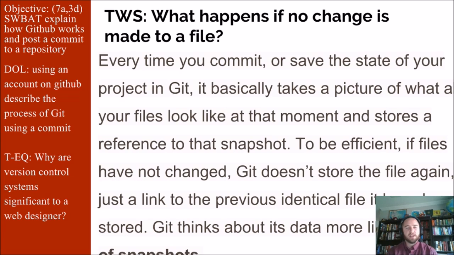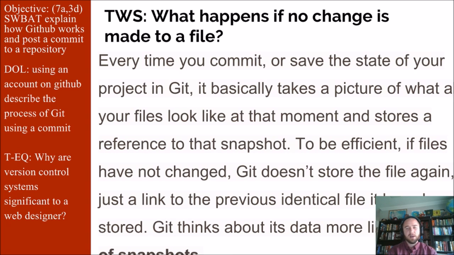So it stores that reference. It stores the changes you've made at that moment. Now, to be efficient, if files haven't changed, Git doesn't store the file again, so you're not going to see a redundancy there. Just a link to the previous identical file it has already stored.